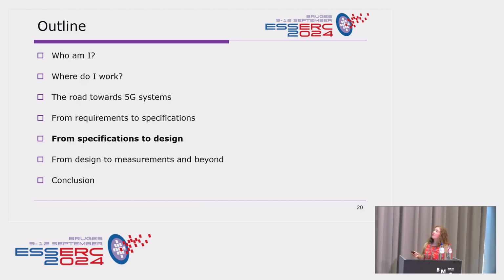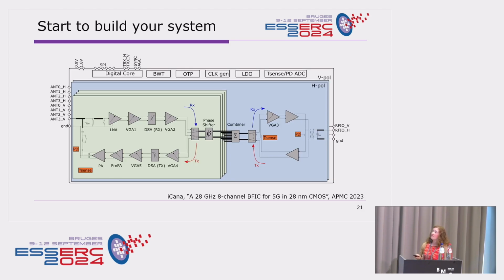And that brings me to a design. So we have now some specifications for the system. Let's now go to the design. This is a design that we made at ICANN. It's the beamforming, as we call it. On top, you have the receiver chain. At the bottom, you have the transmitter chain. And then here you have a lot of phase elements for the beamforming, actually.